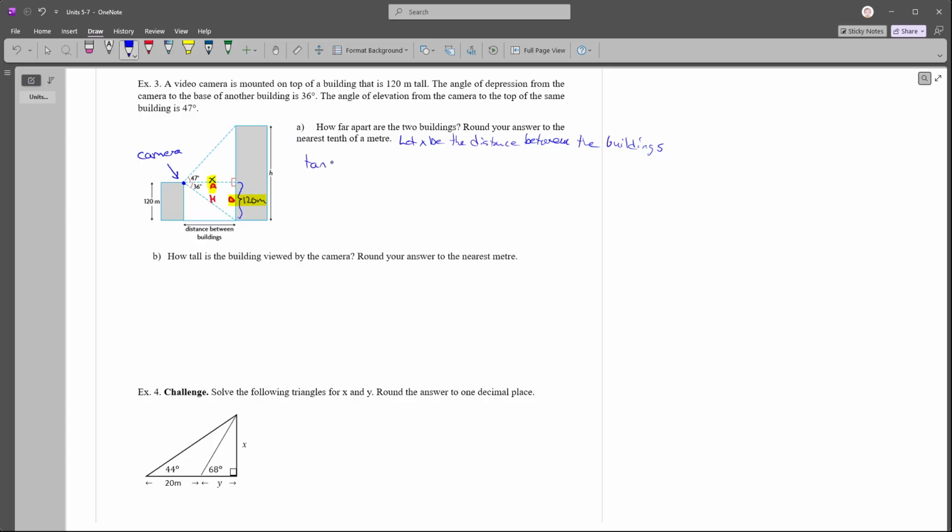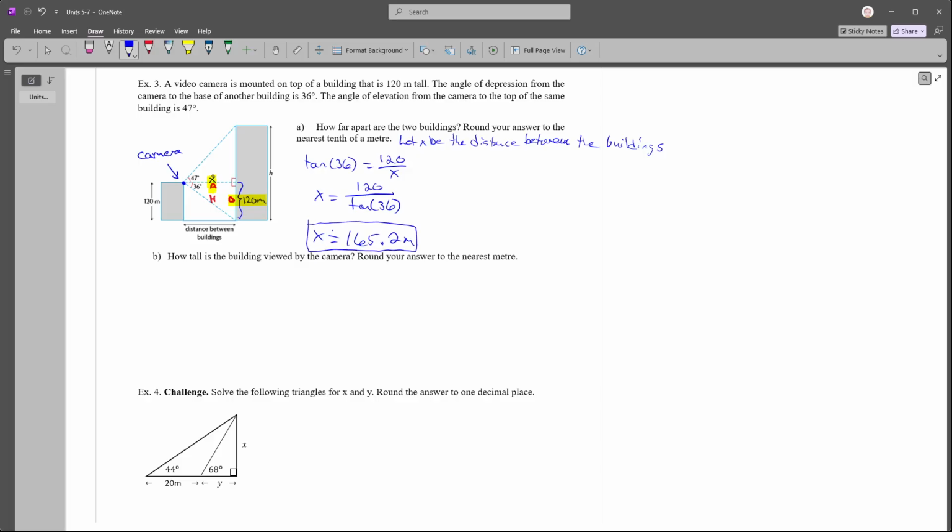So we have tan of our reference angle, which is 36 degrees, and we are going to set that equal to opposite, which is 120 over our x. We know how to rearrange this. Basically, the tan and the x are going to swap spots. So we have x is equal to 120 over tan of 36. Now, when you plug this into your calculator, remember, it says round to the nearest tenth of a meter. Tenth is 1 decimal place. So that's 165.2 meters.